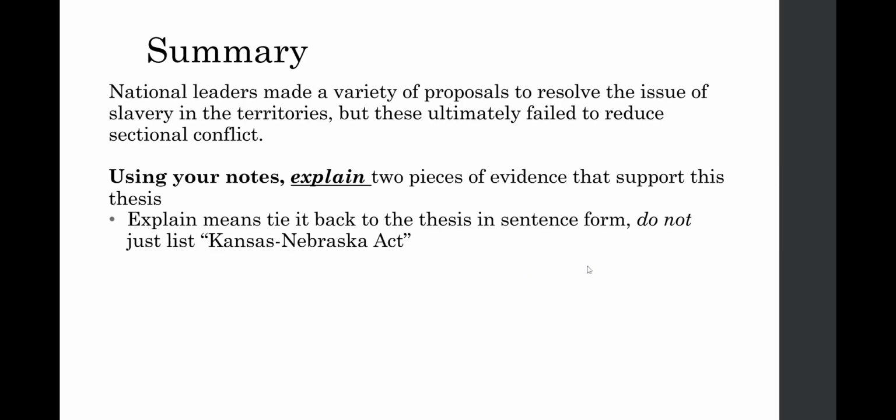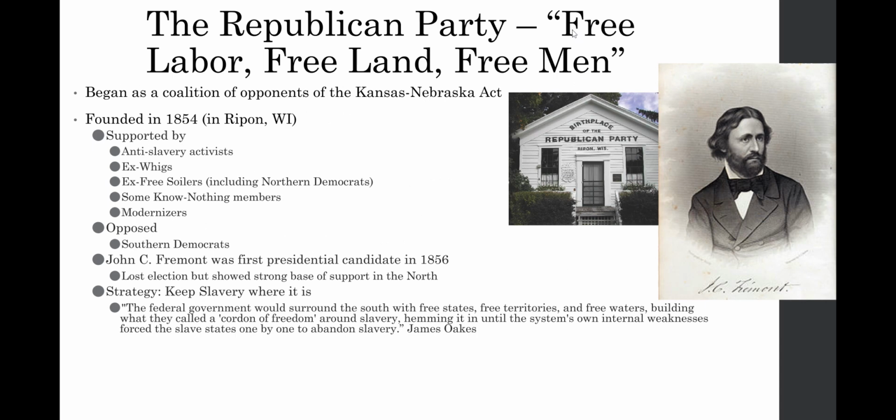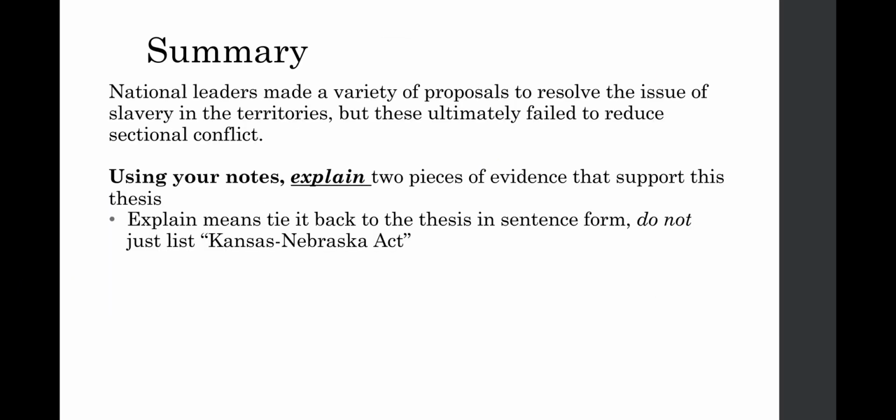Actually, I'm going to skip ahead because in 1854, you also had the birth of the Republican Party, which kind of comes out of the Kansas-Nebraska Act. So they formed in Ripon, Wisconsin. They were kind of a conglomeration of a bunch of different political parties. They were against the Southern Democrats. There were Northern Democrats as well, but definitely against the Southern Democrats. But their big strategy that you need to know is they want to keep slavery where it is, not allow the expansion of slavery, not abolish slavery. They weren't what's called abolitionist, but they wanted to keep slavery where it was.